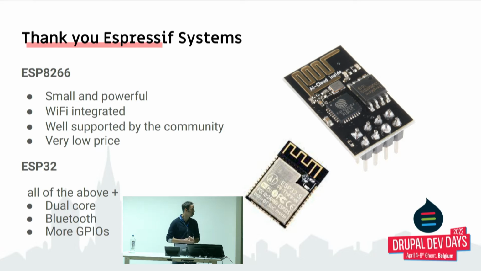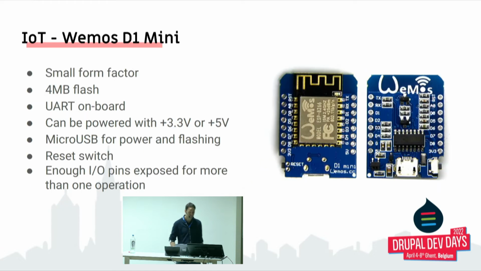ESP8266. ESP32 has also dual cores, so 2 CPU cores, and Bluetooth, and more GPIOs. But for my example here, I use the ESP8266 because it was cheaper, and I didn't need the Bluetooth because I just wanted to have my device connected to the internet. So I decided to go with a more powerful board, if I can use that word.